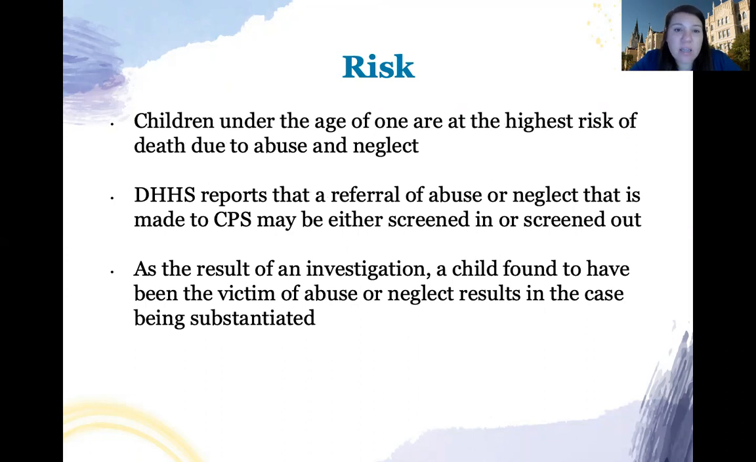Who is at risk? Children under the age of 1 are at the highest risk of death due to abuse and neglect. And if you think about that, children under 1 are at the highest risk primarily because they can't communicate, right? They can't communicate their needs, they can't communicate their wants, which is oftentimes very frustrating for parents. They also are not sleep or diaper trained. And so that often results in a lot of undue stress and frustration for parents when they are not sleep trained or diaper trained, potty trained.